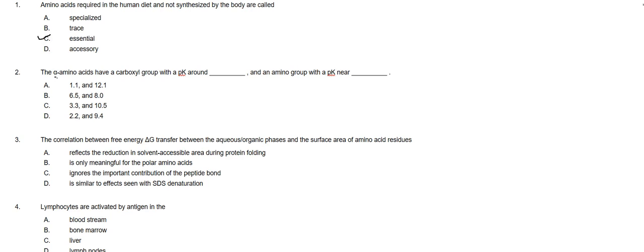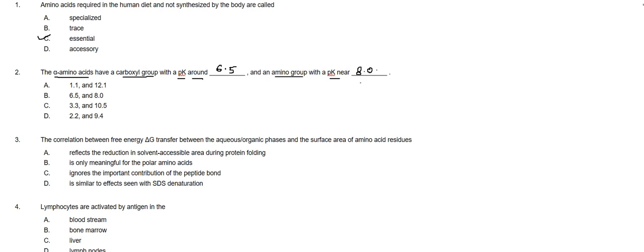Next, the alpha amino acids have a carboxyl group with pK around dash and an amino group with pK near dash. We have to select the best option from those given. The answer is that the alpha amino acid has a carboxyl group with pK around 6.5 and an amino group with pK around 8.